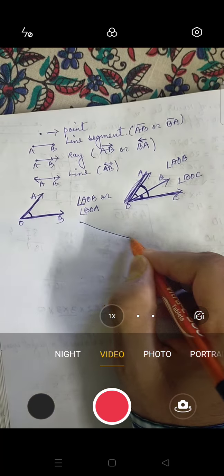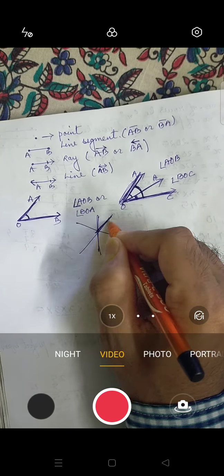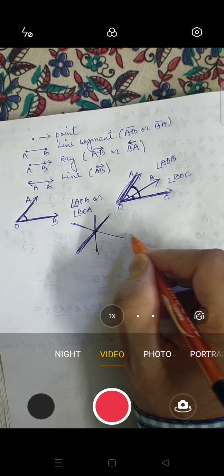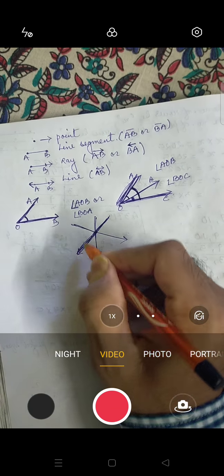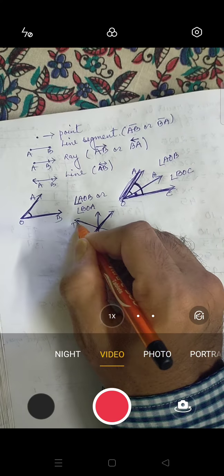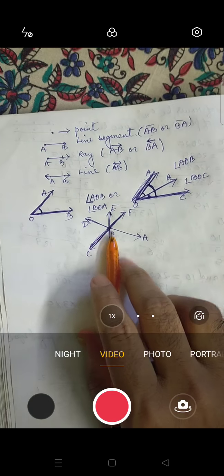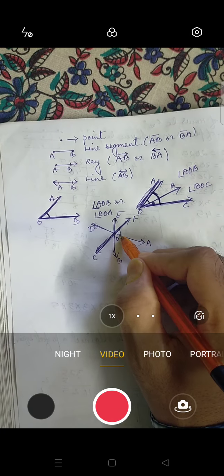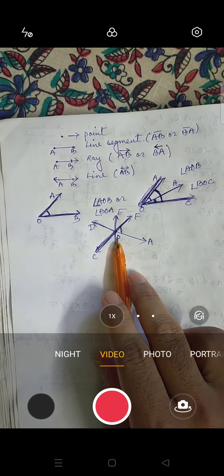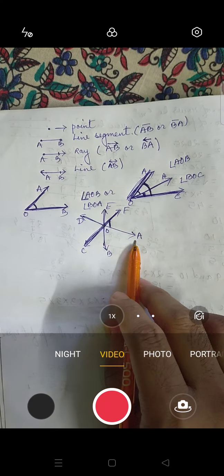Now suppose we have a figure like this, and this is the common point. Let us suppose that this is A, this is B, this is C, D, E, F, and this is O. That means this point is O. If I ask you the name of this angle, you can see which two arms this angle is forming between. If you are thinking angle AOF, that is very good, correct. Angle FOA is also correct.